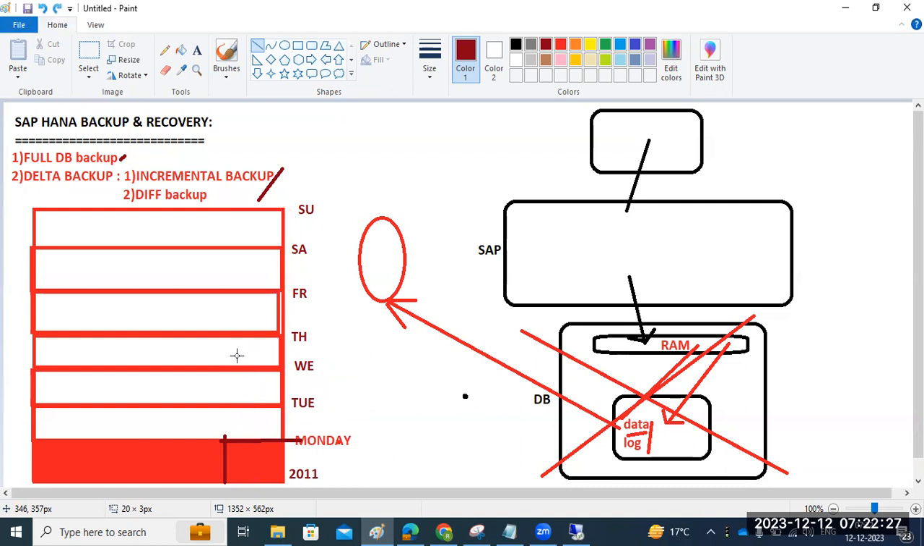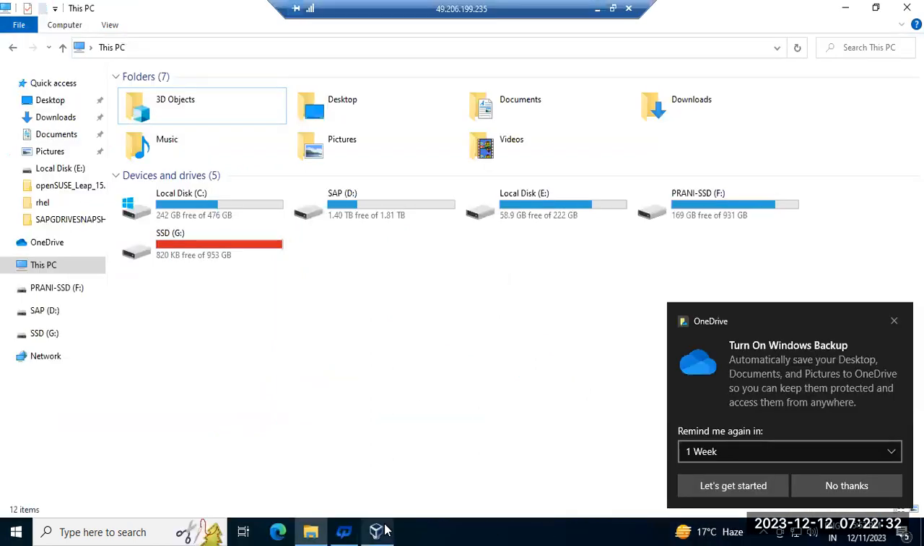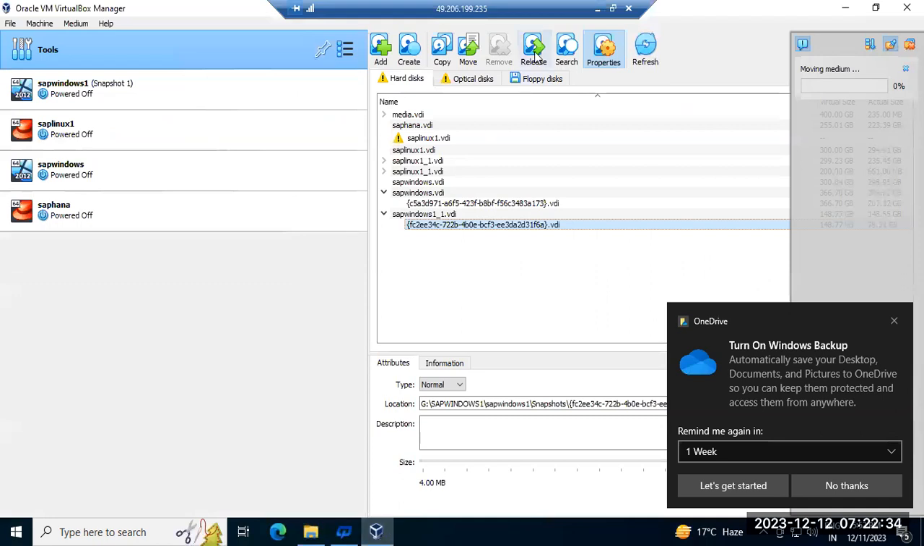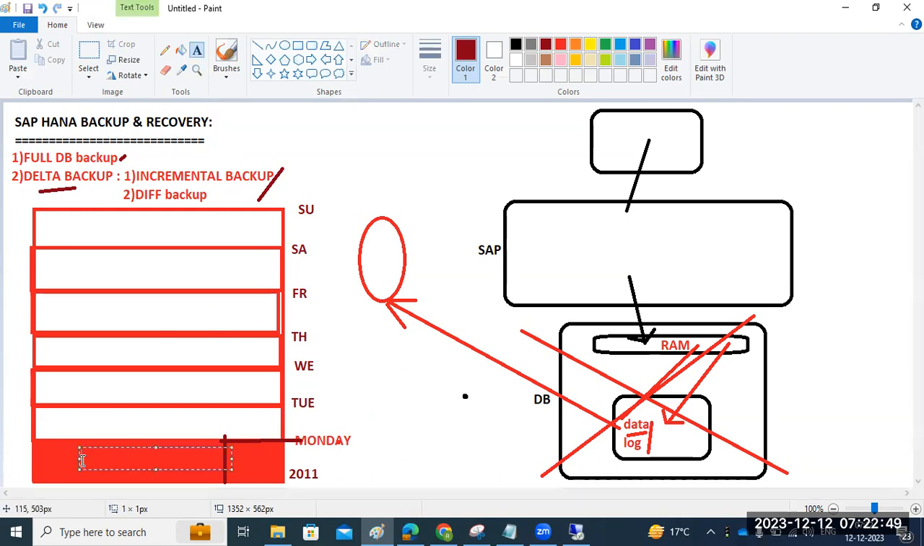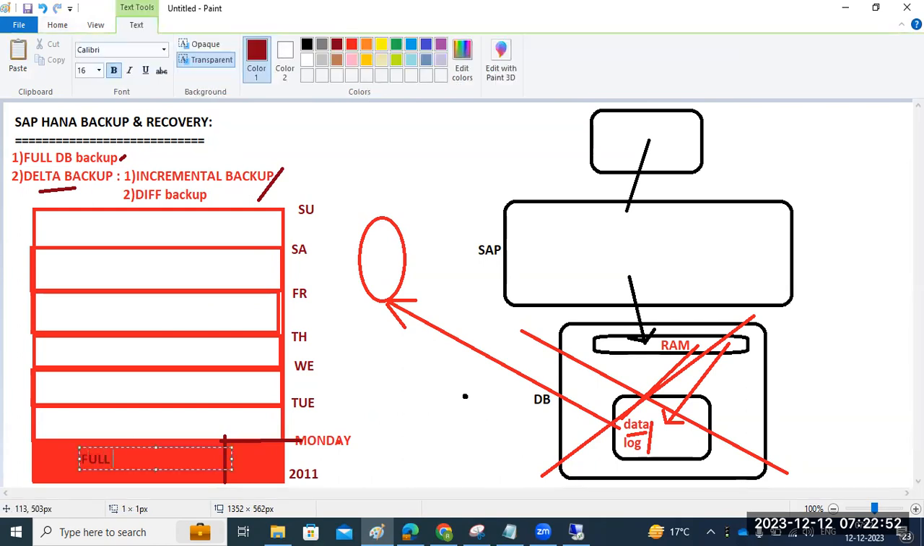Okay. The next one is the delta backup. Delta backup, or incremental backup, or differential backup, requires that a first full DB backup is required here. First one full database backup is required.